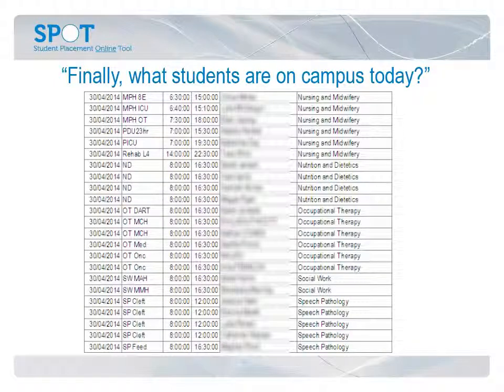Now you might ask, how do we know that they're on campus today? Well, the staff on the wards will actually check Spot to see who's coming. And if they haven't come, they will delete the shift and put in a reason as to why the student didn't come. So at the end of the day, I can go back and look at who was actually here. This is the plan of who's going to be here this afternoon. We can see the actuals.